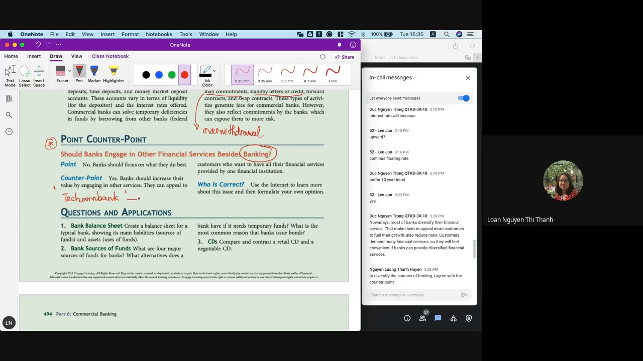So Techcombank, of course, provides traditional banking, right? Traditional banking: providing loans, receiving savings. That is interest income, you know. But now the bank is trying to diversify its income to non-interest income. They diversify the services.